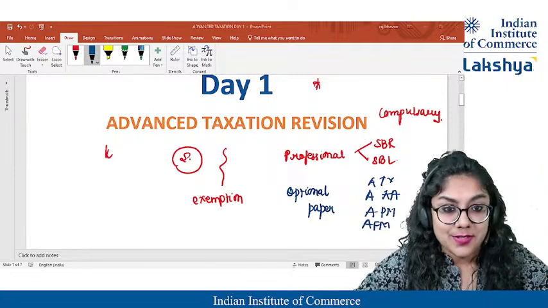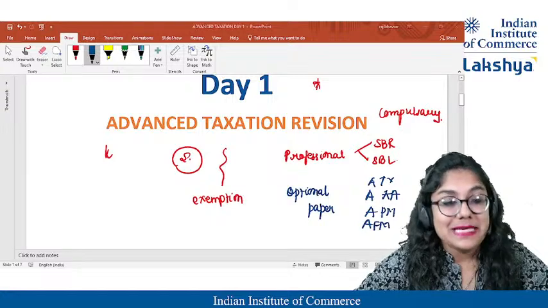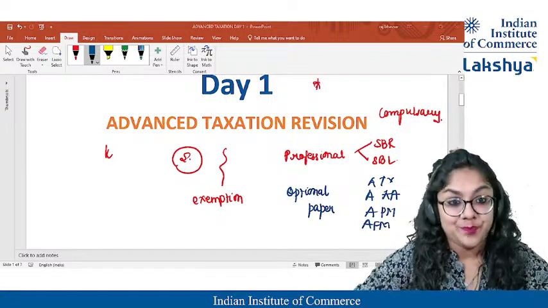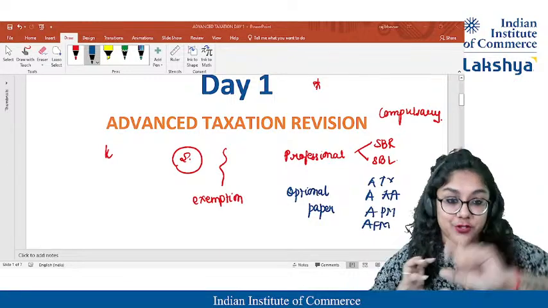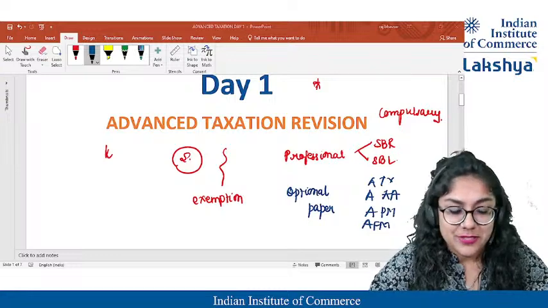Basically in the lecture classes, when we take up ATX, we presume that the students have not learned tax. So we try to take it from scratch. Okay, so this is just the general overview of the subject.